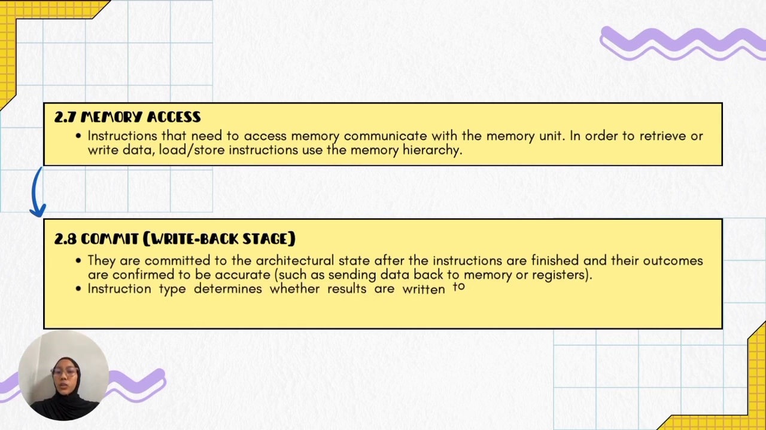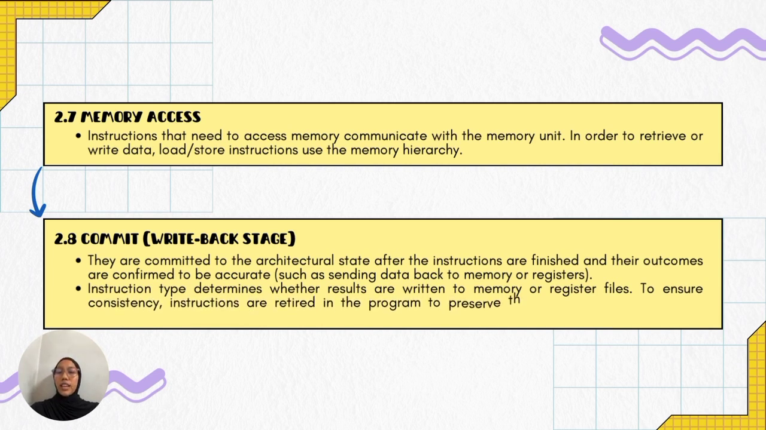After the instructions are finished and the outcomes are confirmed to be accurate, they are committed to the architectural state, such as sending data back to memory or registers. Instruction type determines whether results are returned to memory or register files. To ensure consistency, instructions are retired in program order to preserve the appearance of sequential execution.